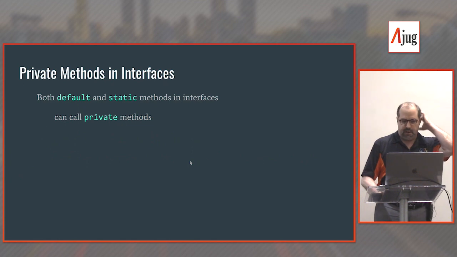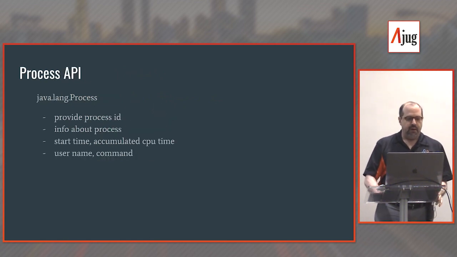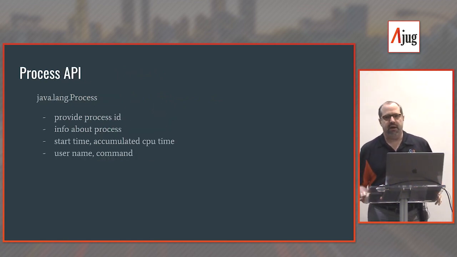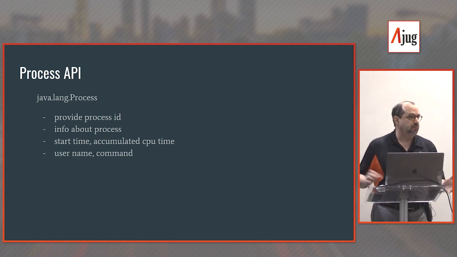Private methods we talked about. Both default and static have been there since 8, private methods in 9. I told you about the reactive stream stuff. There's a process API added in Java 9. I didn't put much in it because I don't generally use it, but there's a class called java.lang.Process that can get information about process IDs and start time and accumulated CPU time, only on processes you spawn, okay, from there. But you can get information on it. I have a friend who used it who really liked it. I don't have any examples of it. I haven't used it, but it's available. Okay? See what I mean about edge cases, though?